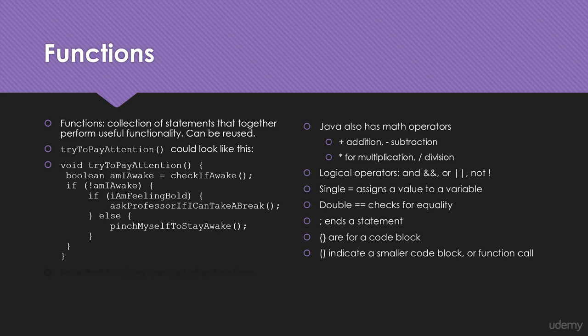So as you can see, it calls a function called check if awake and sets that to a boolean variable called am I awake. Then what we do is if not of am I awake. So if I am not awake, then if I am feeling bold, ask the professor if I can take a break, else pinch myself to stay awake. So there are two function calls, and which function gets called depends on the variable I am feeling bold or not. And those get called only if the am I awake variable is false or not true. And as you can see here, functions can call other functions.